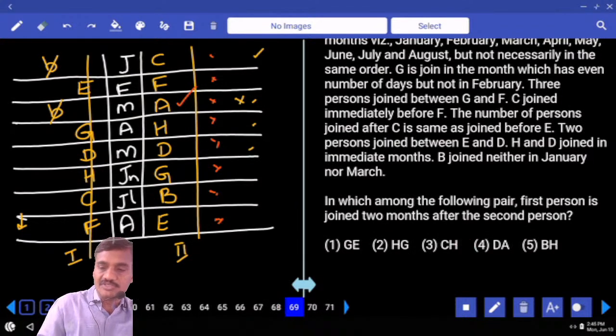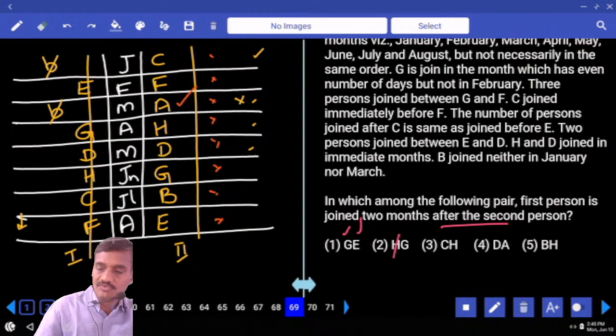Then 69, in which of the following pairs did the first person join 2 months after the second person? First person G, 2 months after E. Is it true here? No. And first person H, 2 months after G. This is again false.